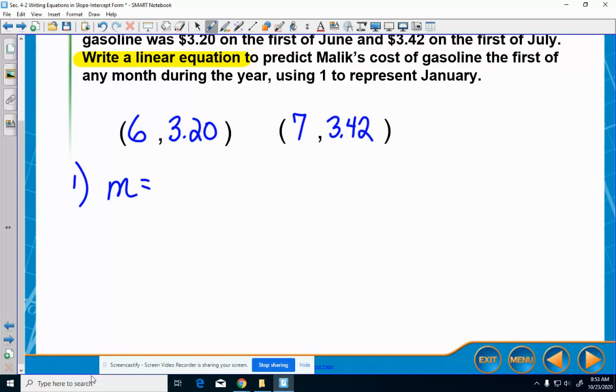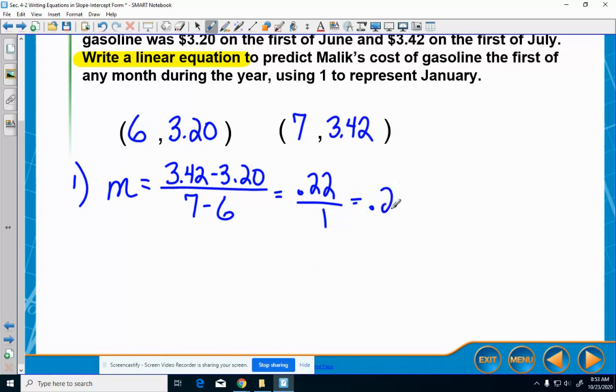So remember, y2 minus y1 over x2 minus x1, which would leave you with 0.22 over 1, or in this situation, we could say 0.22. What is that 0.22 representing? Do you know? It is cents, but what is it standing for? The cost increase. Good, right? That the gas is essentially going up 22 cents every month.